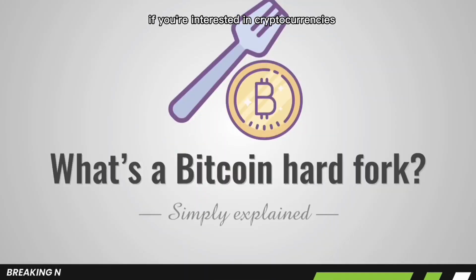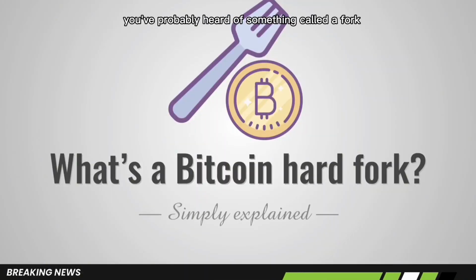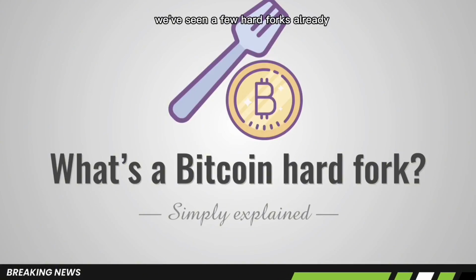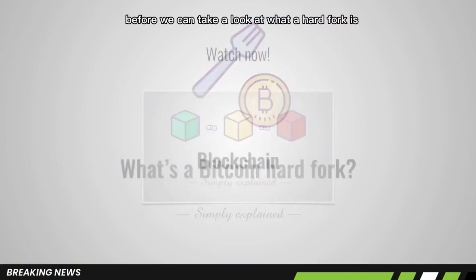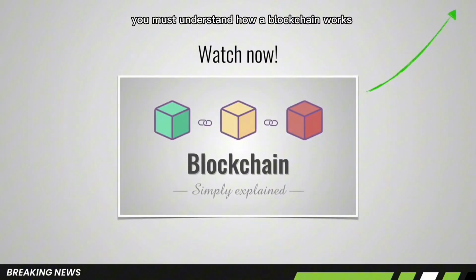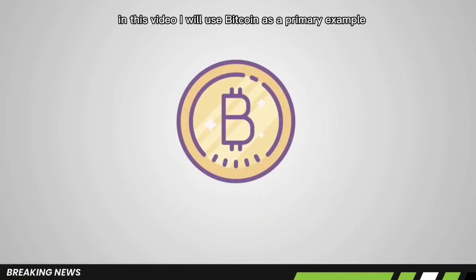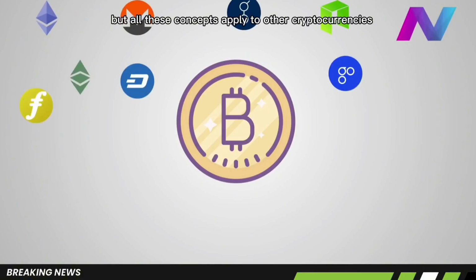If you're interested in cryptocurrencies, you've probably heard of something called a fork. We've seen a few hard forks already, but what are they exactly? Before we can take a look at what a hard fork is, you must understand how a blockchain works. You can watch this video here for a simple explanation. In this video, I will use Bitcoin as the primary example, but all these concepts apply to other cryptocurrencies as well.